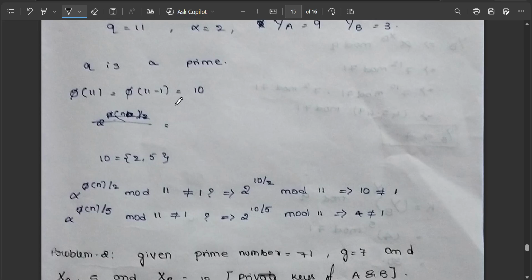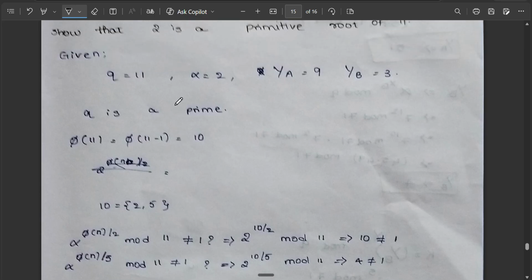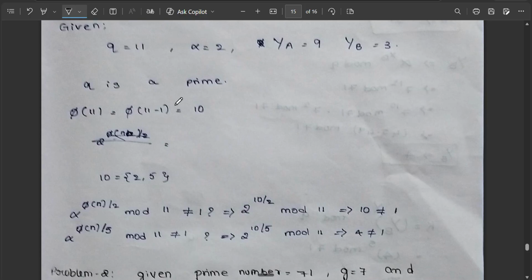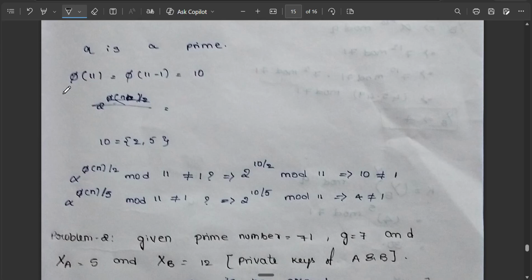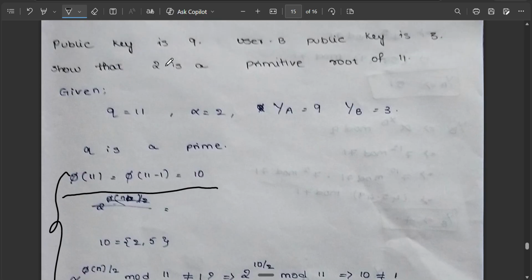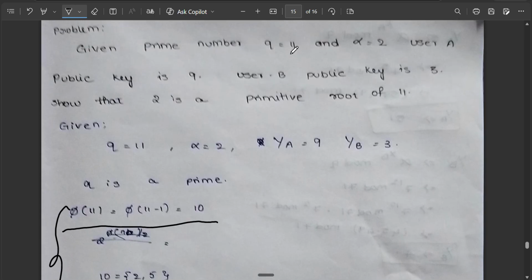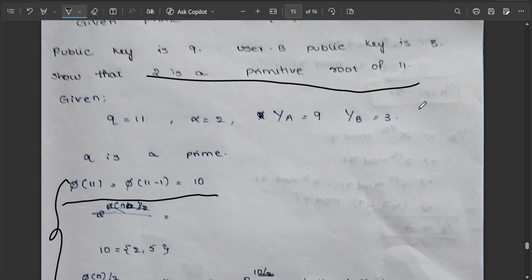So same logic here also we are going to apply. Before going to apply the same logic, we have to check whether the q is prime or not. Once we confirm that the q is prime, then we will proceed with this problem. So here if you see, simply we are finding whether 2 is a primitive root of 11 or not. That is the given question, right? So yes, we have to find that 2 is a primitive root of 11.